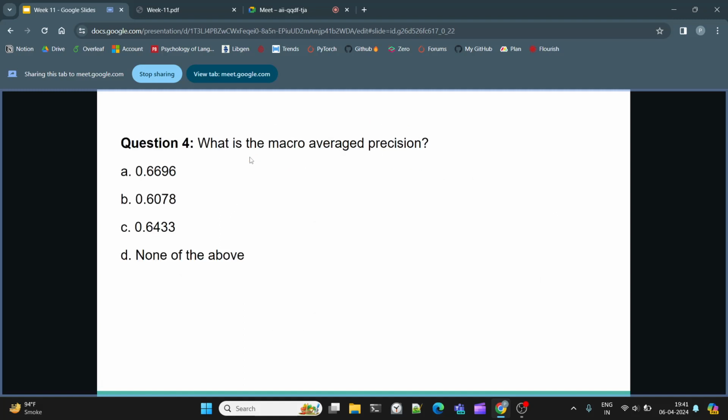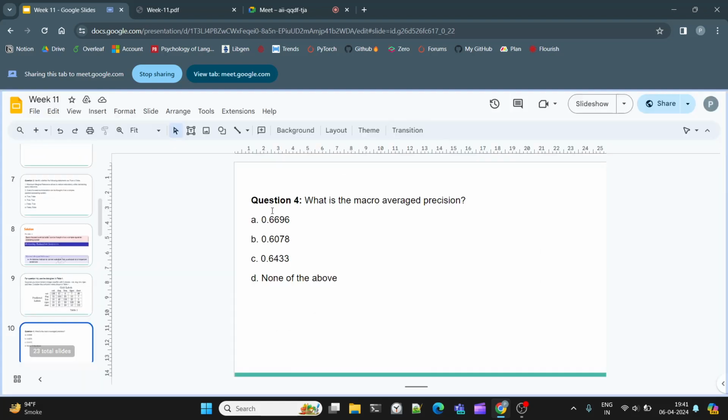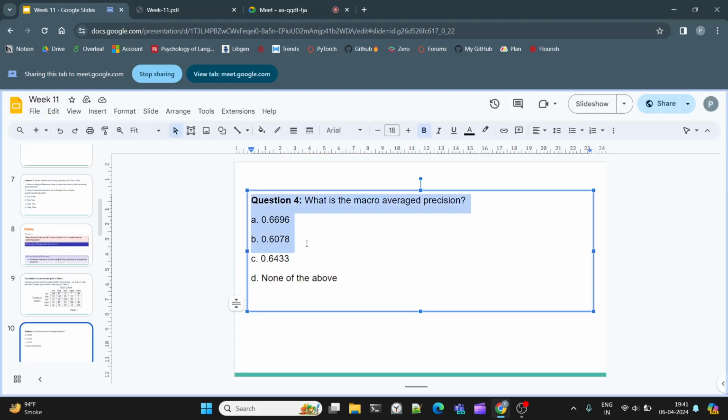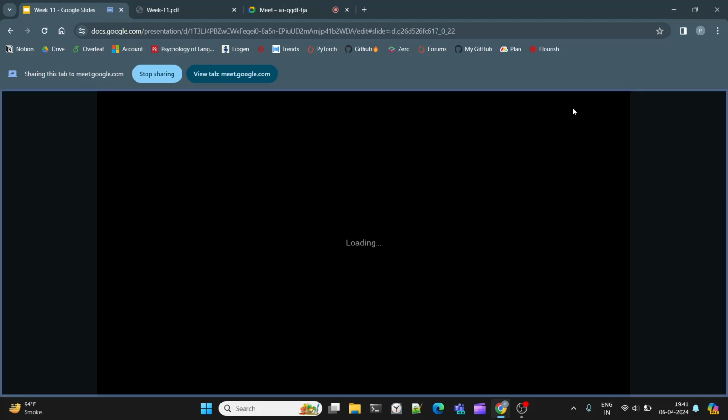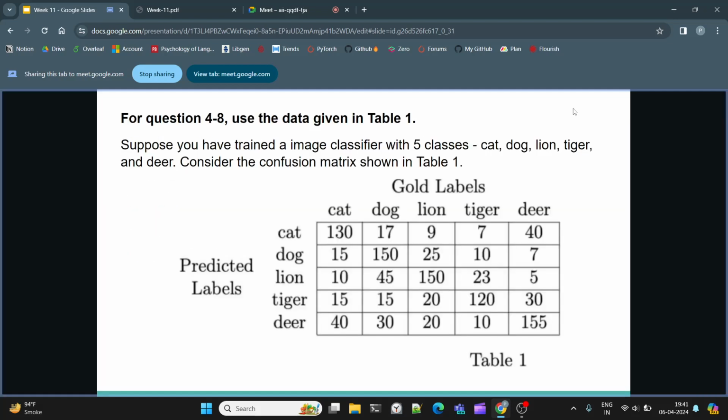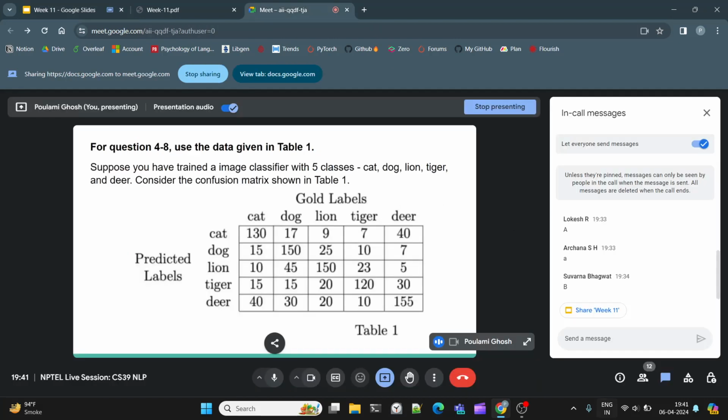The first problem is, what is the macro averaged precision? That is the question. I'll post this question in the chat. This is the confusion matrix that you need to read for, and the question I've posted in the chat. So please give it a try, and then we'll discuss it soon enough.